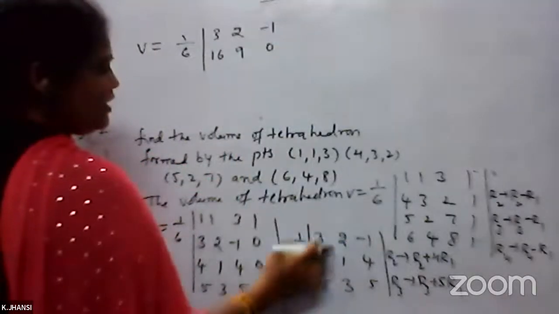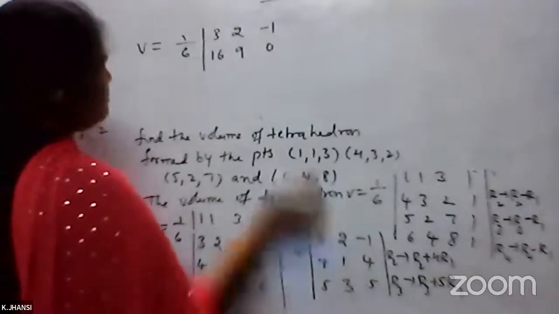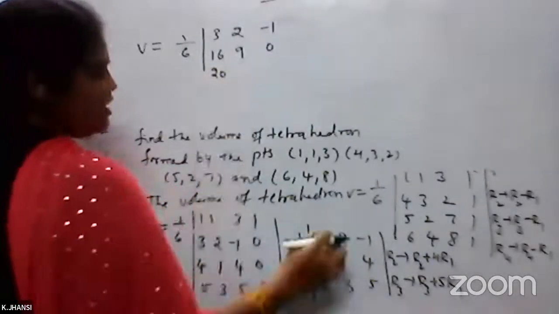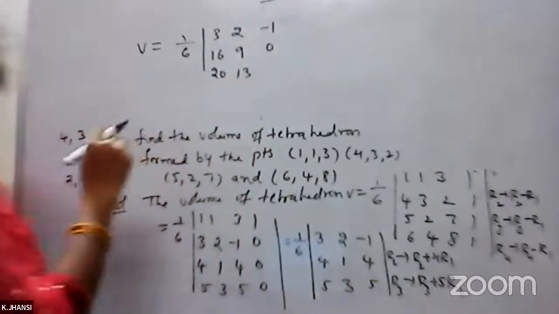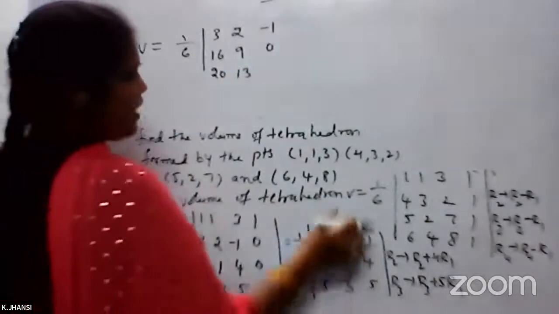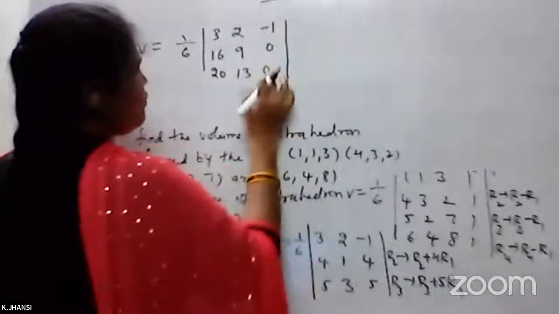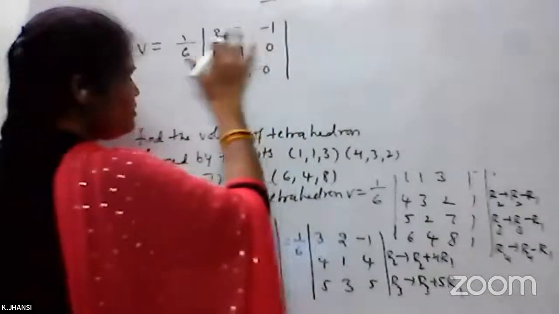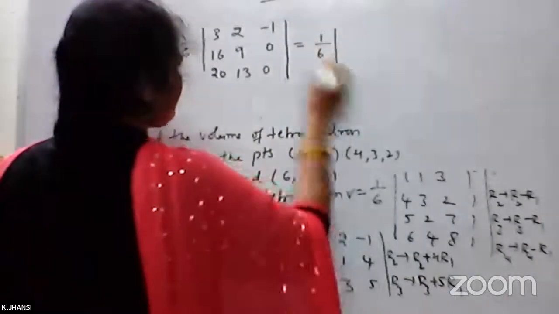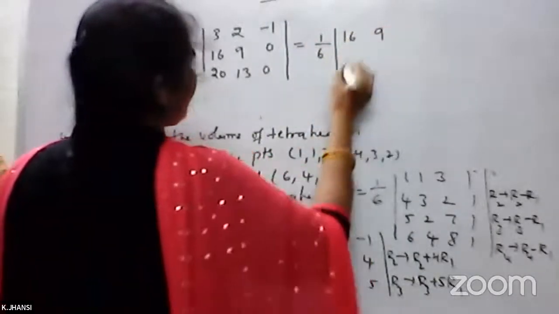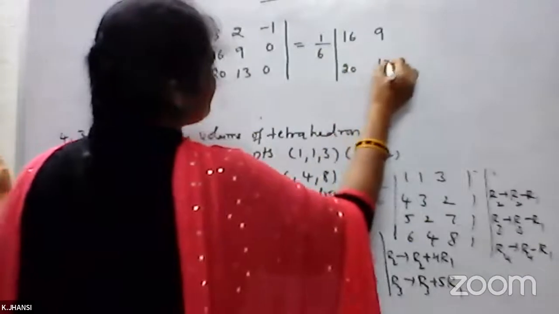In the denominator, this 5 3s are 15, 15 plus 5 is 20. Next, 5 2s are 10, 10 plus 3 means 13. Next, 5 minus 5 is 0. Now we can eliminate this column and this row. So you will get 1 by 6, 16, 9, 20 and 13.